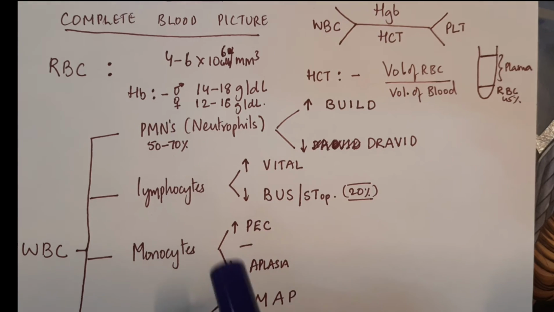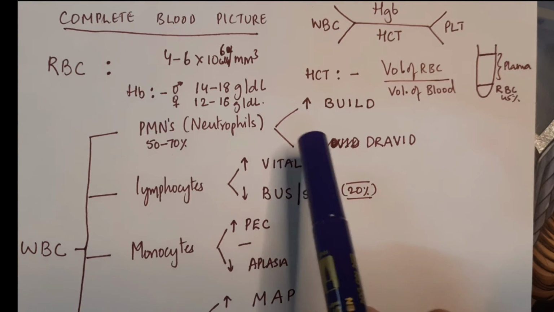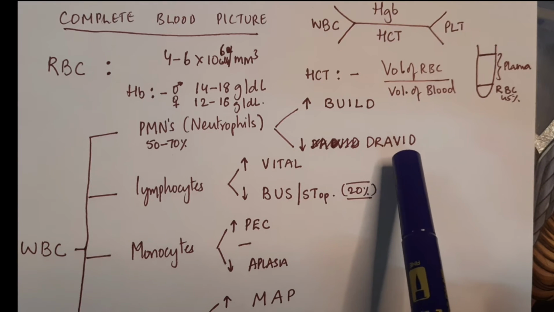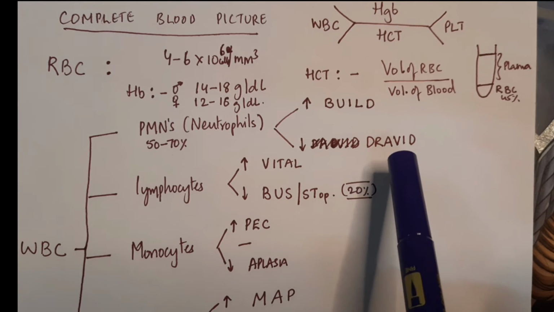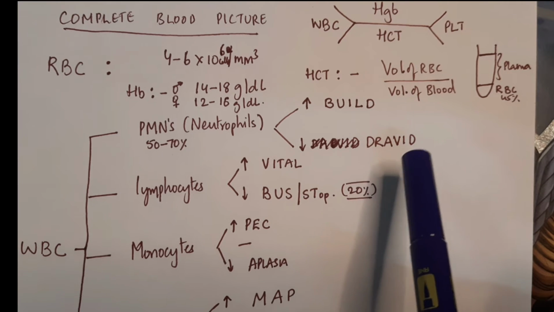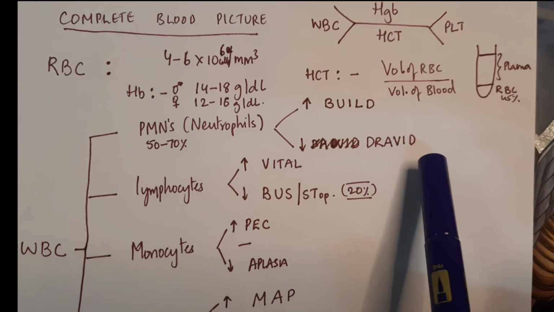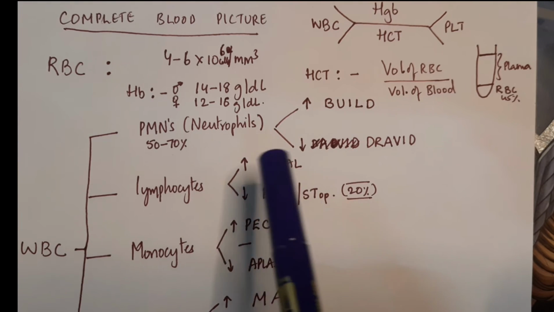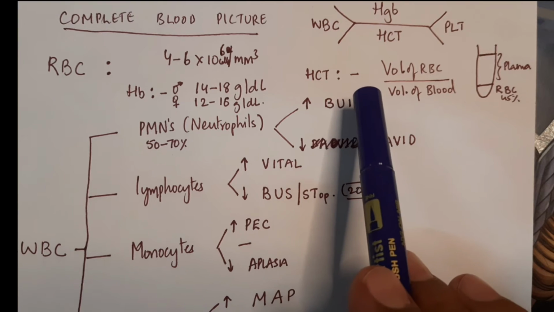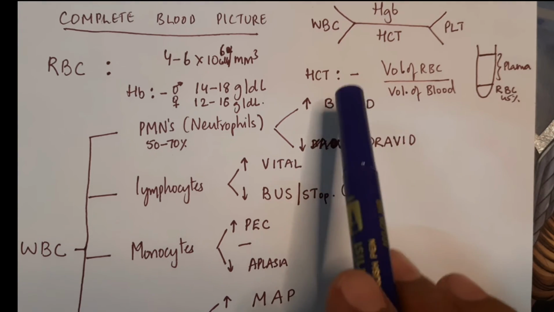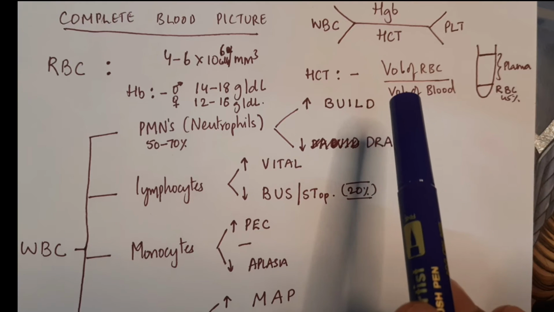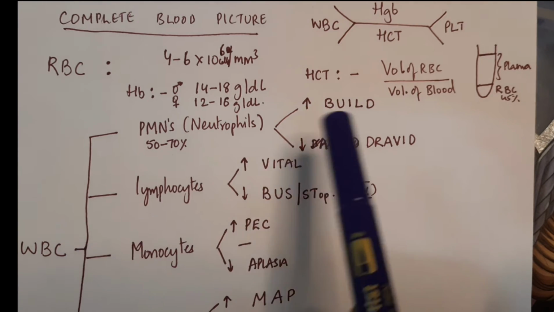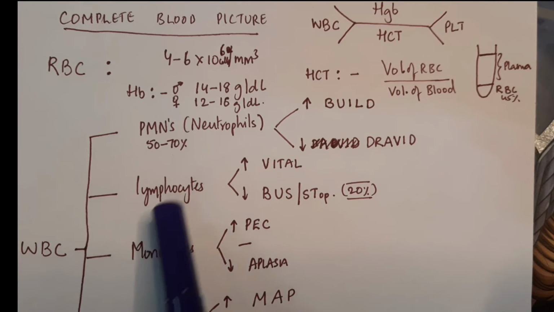So remember, leukemia will be there everywhere. Whenever the neutrophils are decreased, you see it in DRAVID, that is drugs, radiation, aplastic anemia, viral infection and dialysis. In these conditions you see neutrophils decreased. So remember them as BILD increased, DRAVID decreased, and you can write them down and remember them easily, so whenever someone asks a question like that, you can easily recollect and answer.